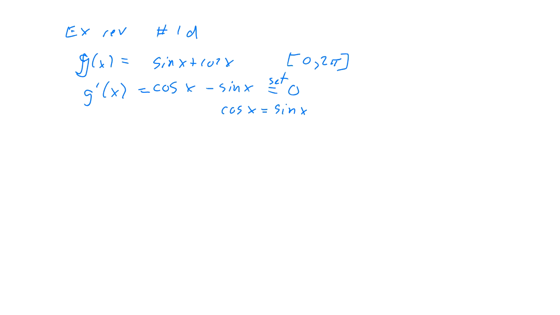And if I divide both sides by cosine x, I get tangent of x is equal to 1. So I need to find all the places between 0 and 2 pi where tangent is equal to 1. Well, remember that tangent is positive in the first quadrant and in the third quadrant. So I'm going to have two answers between 0 and 2 pi. Do you remember where tangent is equal to 1 in the first quadrant? I'm looking up a unit circle right now.